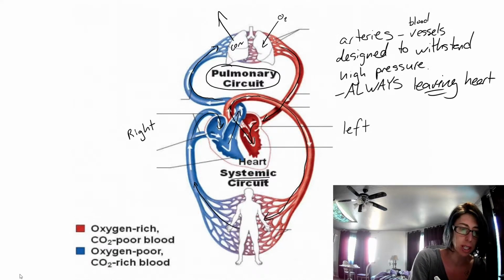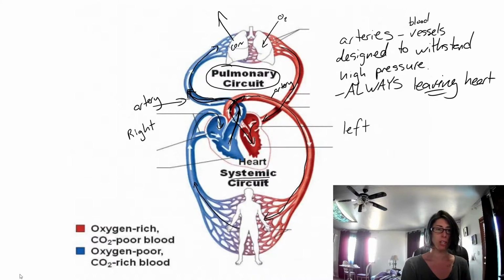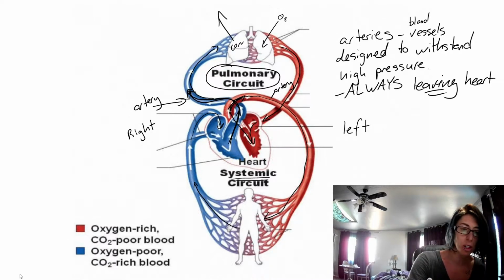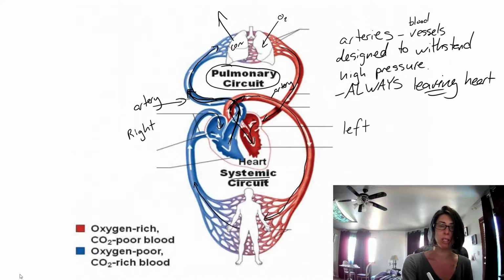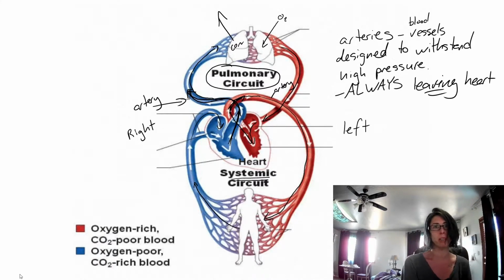This is an artery in red. This is an oxygen-rich artery, leaving the heart. But also here's an oxygen-poor artery leaving the heart, going to the pulmonary circuit. So there's an oxygen-rich artery leaving for the systemic circuit and an oxygen-poor artery leaving for the pulmonary circuit.